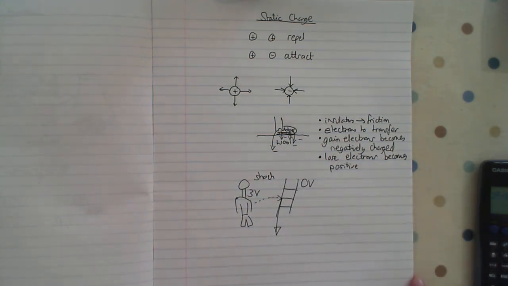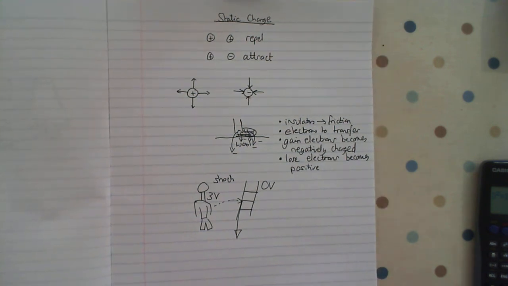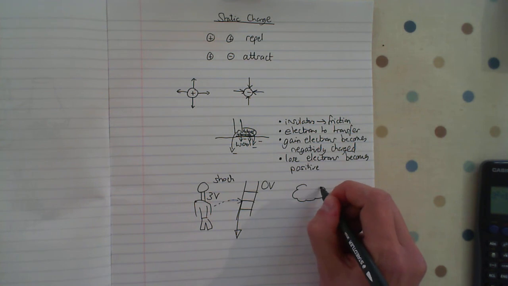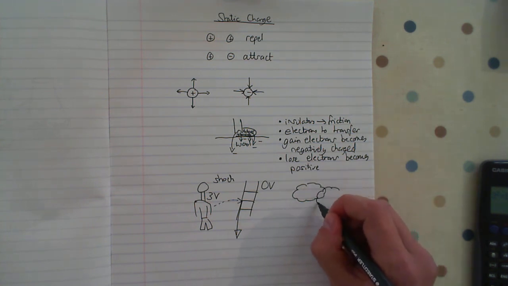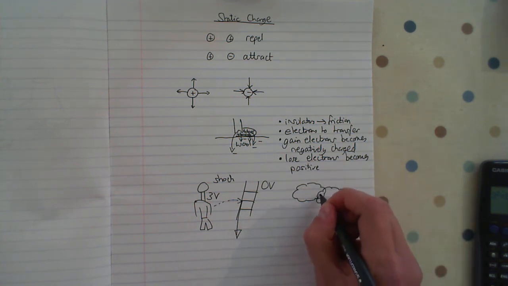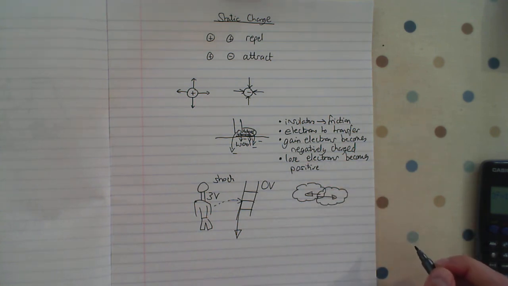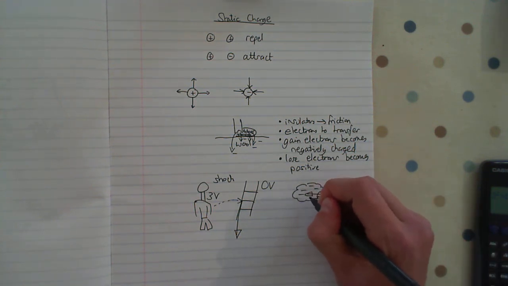But obviously this could happen on a much greater scale. This could happen in the clouds. So clouds are insulated. Clouds rub against each other, friction. The friction causes electrons to be transferred. One object becomes negatively charged, one object becomes positively charged, and we've got this build-up of charge.